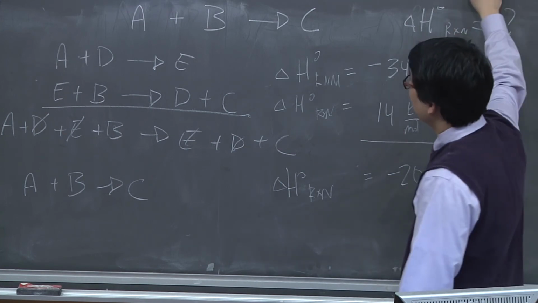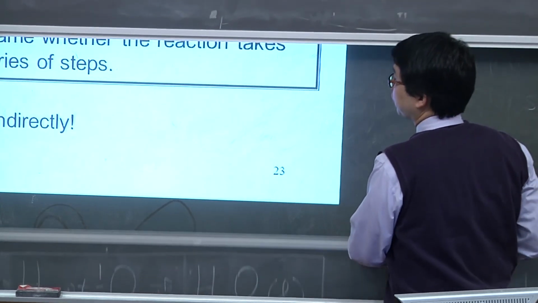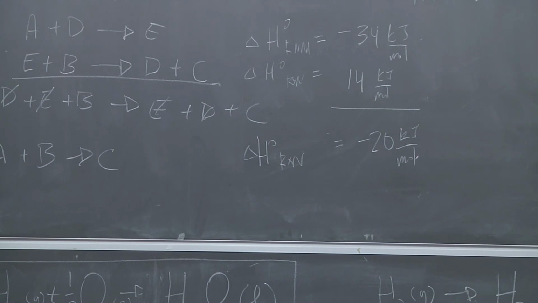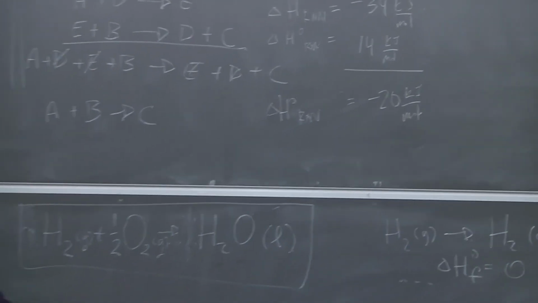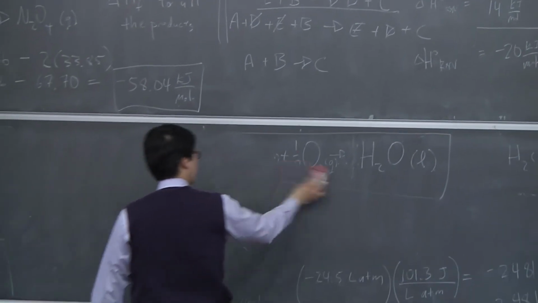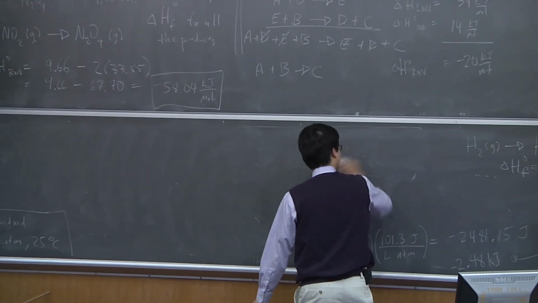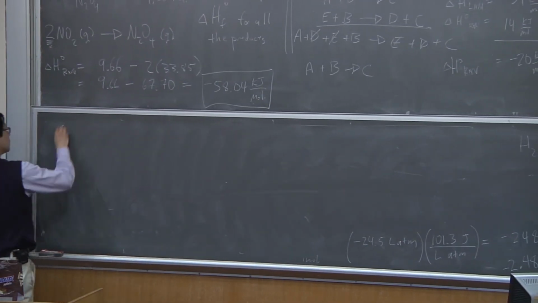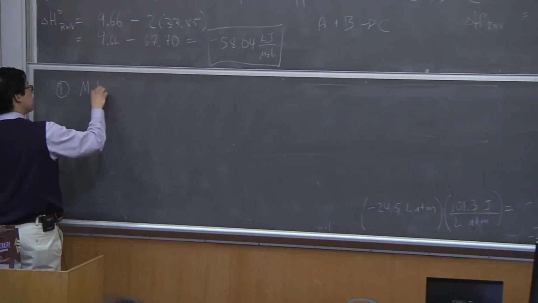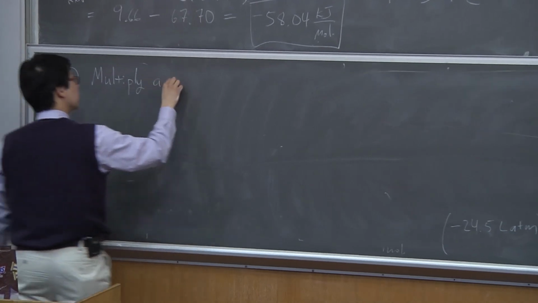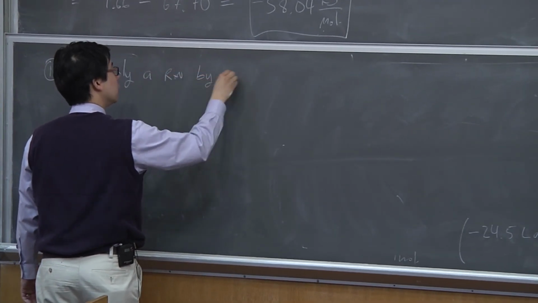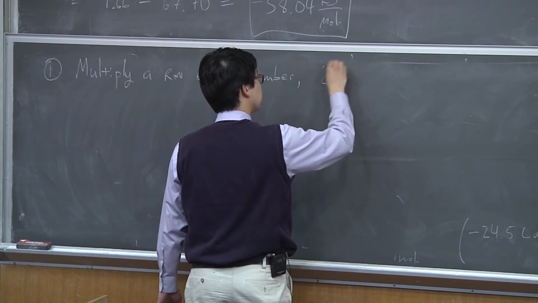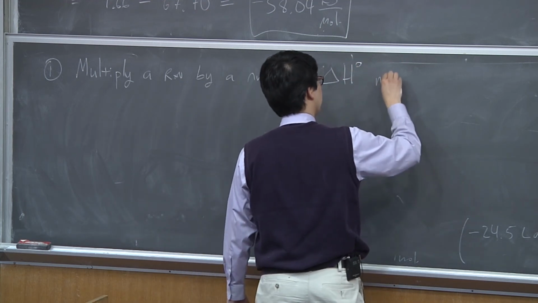So Hess's law, when we do Hess's law problems, we're going to look basically at three different rules. Two of them we already looked at. One of them says if I multiply a reaction by a number, the delta H multiplies by the same number.